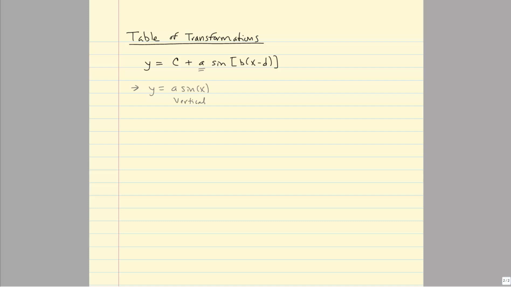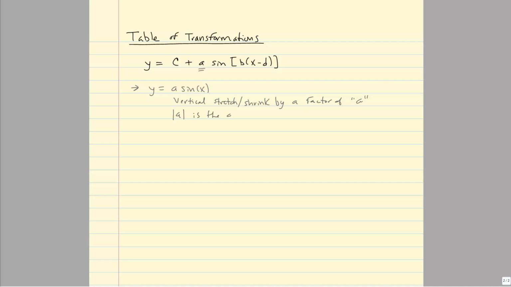So vertical is top to bottom, by a factor of A. So that means if this A was a 2, the graph would be twice as tall. If this A was a 1/3, the graph would be 1/3 as tall. So it's a vertical stretch or shrink by a factor of A. This is also the amplitude.